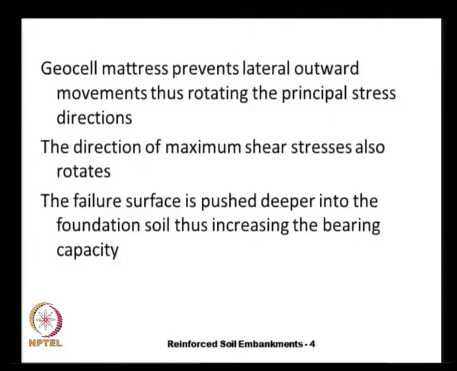But in this case, because of the roughness of the Geocell mattress, the outward movement is prevented, and the direction of the principal stresses is rotated, and even the direction of the maximum shear stresses also rotates, and the result of all this is that our failure surface is pushed deeper into the foundation soil, thus increasing the bearing capacity, and that is the main principle of this procedure.